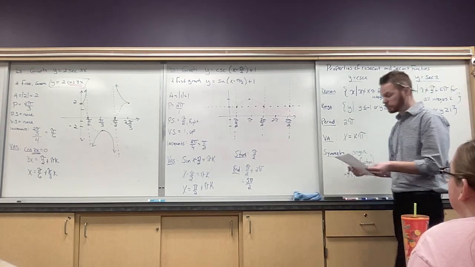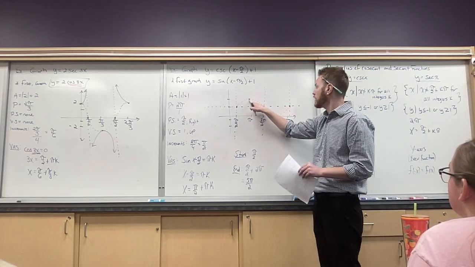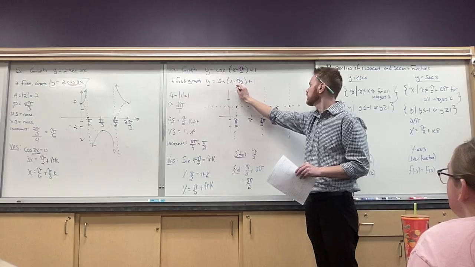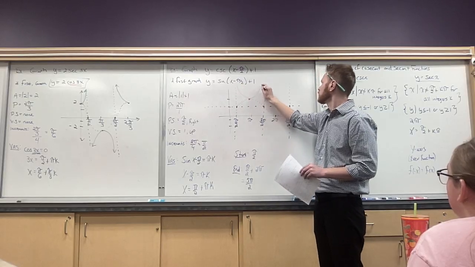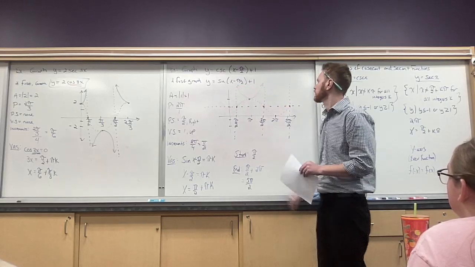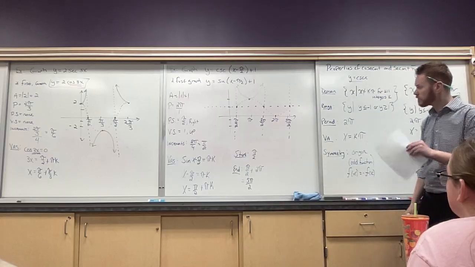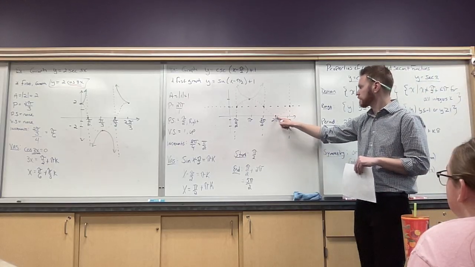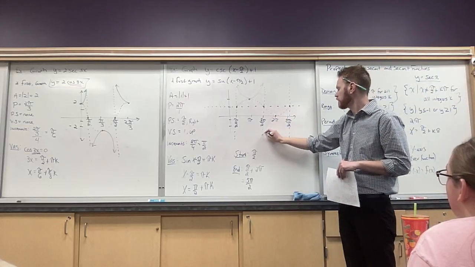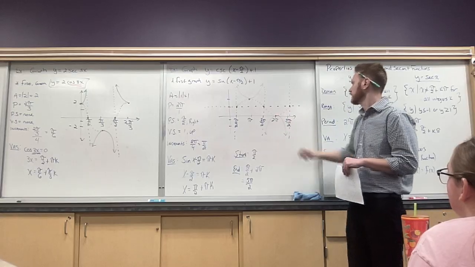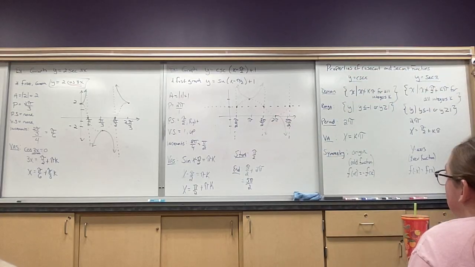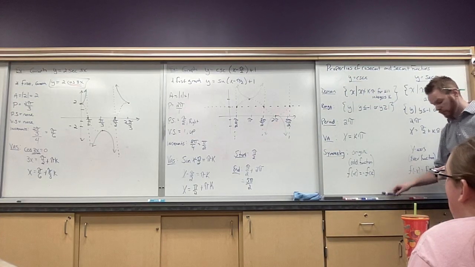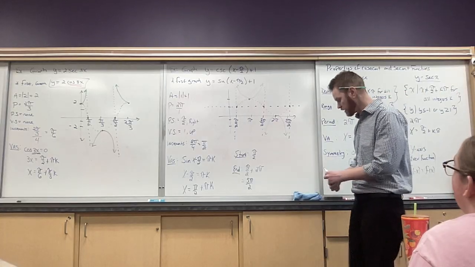And then to finish it, I know that its highest point for sine is the lowest point for cosecant, so we're just going to draw a nice little parabola like that. And then this is its lowest point for sine, but its highest point for cosecant, so it's going to look like this. And there we go. That's the process.